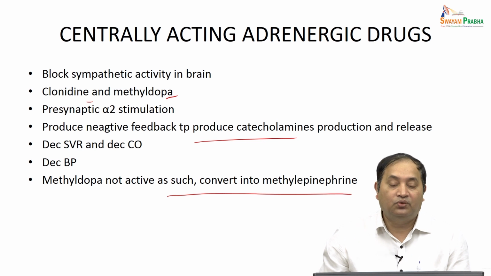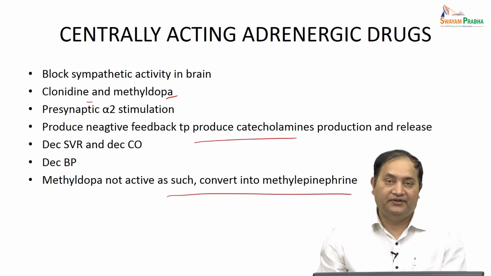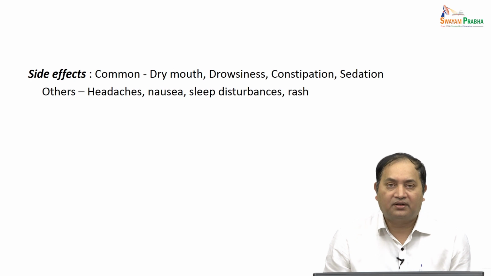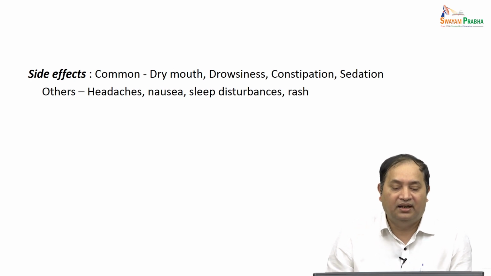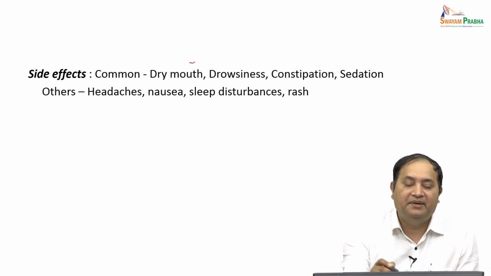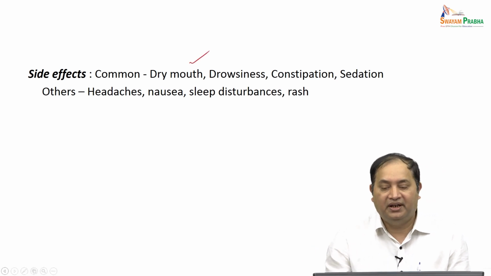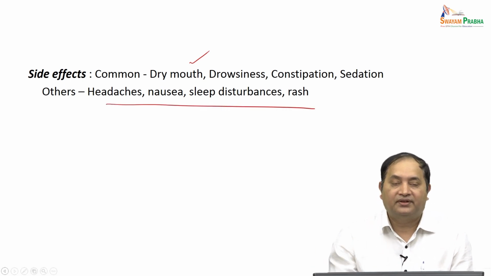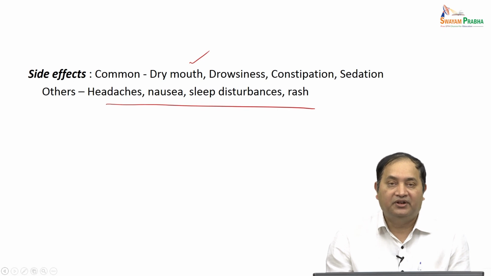So, these two drugs are used in hypertensive emergency, but the only thing is that you have to think of tolerance, and methyldopa is specially used for pregnancy. Now, what are the side effects in case of centrally acting drugs? Patients especially report dry mouth and drowsiness. Some people complain of constipation and sedation, and other common side effects are headache, nausea and sleep disturbance. Some people also develop skin rashes.